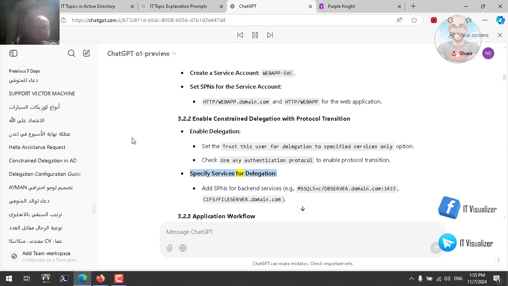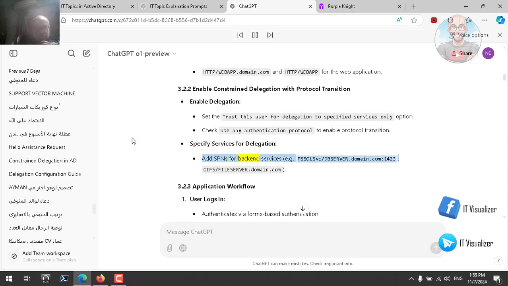Specify services for delegation. Add SPNs for backend services, e.g., MSSQLSvc/dbserver.domain.com:1433 and CIFS/fileserver.domain.com.